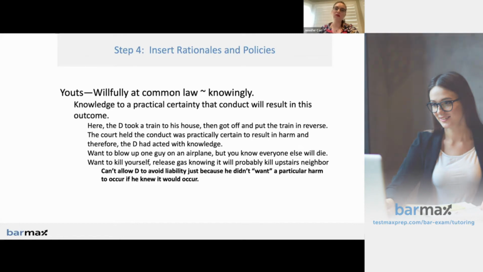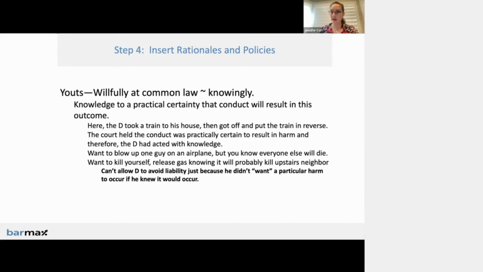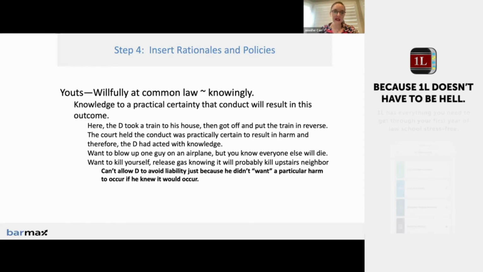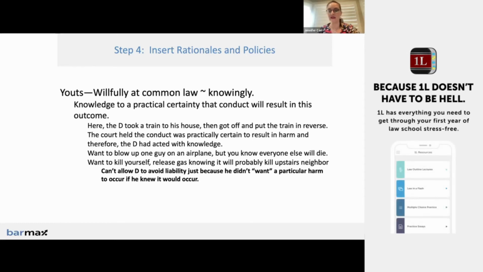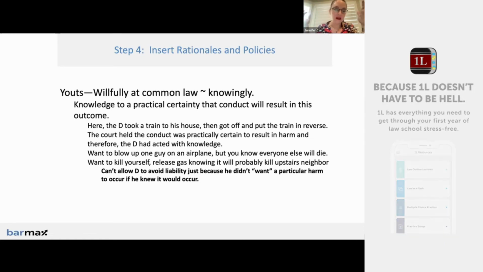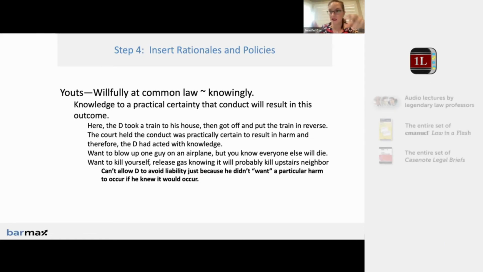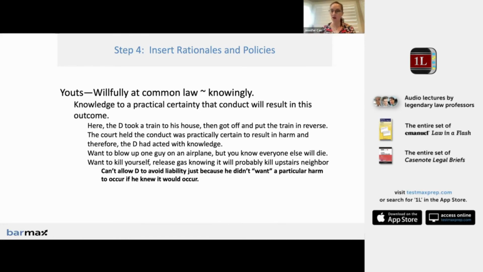So now, once you've done that, you might insert the rationale or policy, right? So we have this idea of knowingly as a doctrine because you've got the rationale that just because you didn't intend it doesn't mean you're off the hook.